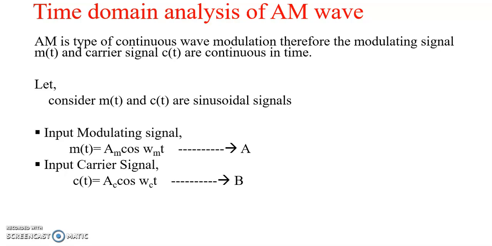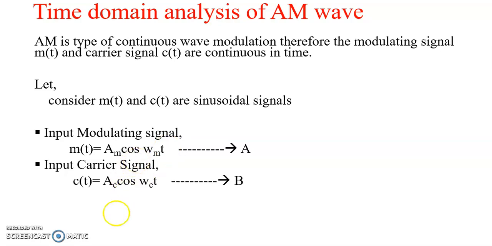And next one is the time domain analysis of the AM wave. Already we know that AM is a type of continuous wave modulation. Therefore, the modulating signal and carrier signal both are continuous in time. Okay, that is continuous time signals. So considering that m(t) and c(t) are sinusoidal signals, because these two are the input signals and these two are continuous time signals.